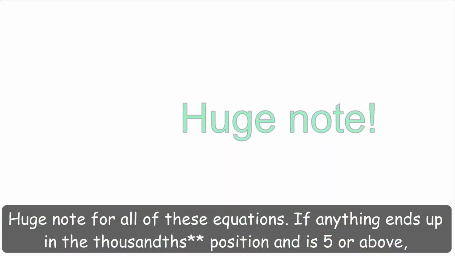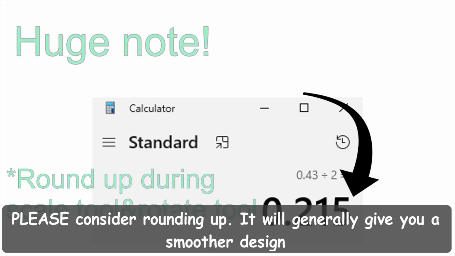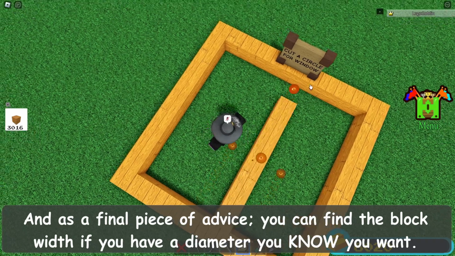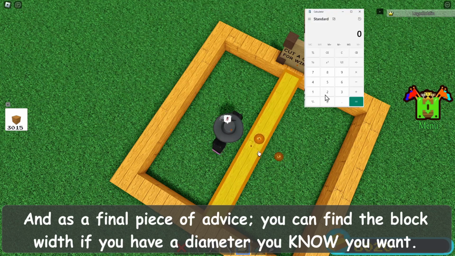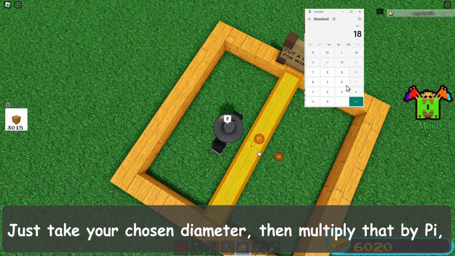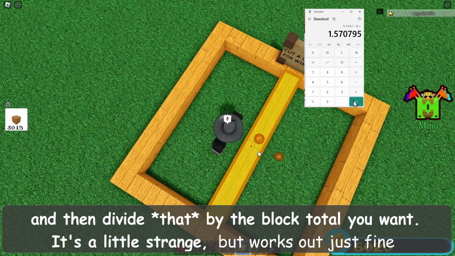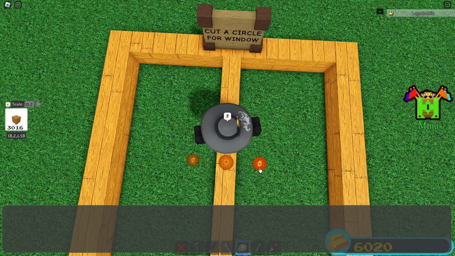Huge note for all of these equations: if anything ends up in the hundredths position and is 5 or above, please consider rounding up. It will generally give you a smoother design. And as a final piece of advice, you can find the block width if you have a diameter you know you want. Just take your chosen diameter, then multiply that by pi, and then divide that by the block total you want. It's a little strange, but it works out just fine, and I hope you'll find it helpful.